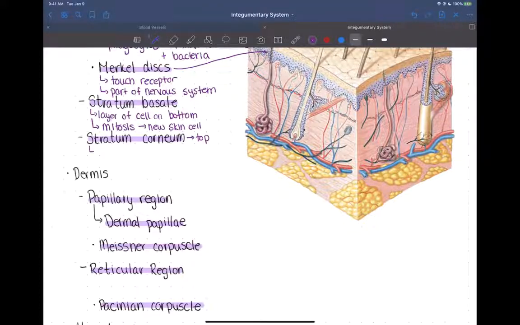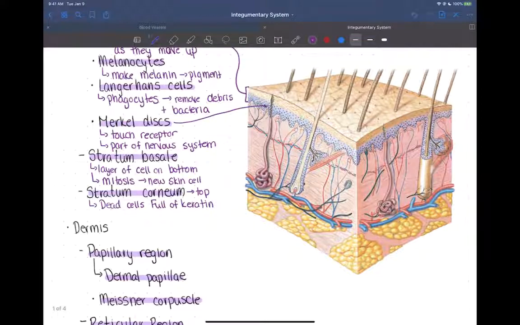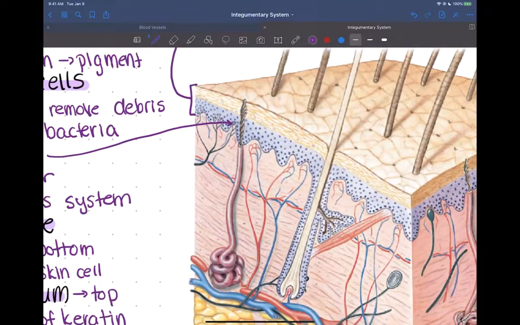It is going to be full of dead keratinized cells just lining the top. So, dead cells full of keratin. Basically a plasma membrane surrounding keratin, or filled with keratin. If we're looking here, I'm going to zoom in a little bit. Once we get towards the top, we start to get all these cells that don't have nuclei. That's going to be our stratum corneum.